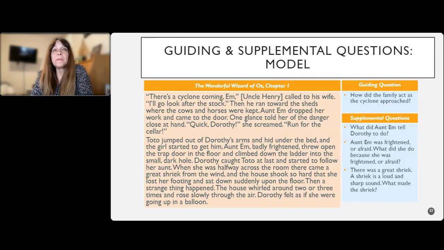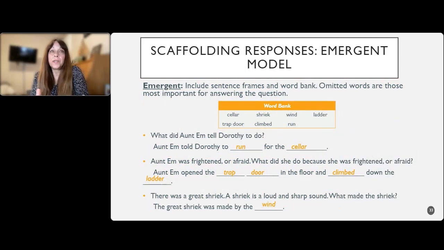Here again, guiding and supplemental questions. How did the family act as a cyclone approached? All right, and you can see, what did Em tell Dorothy to do? And Em was frightened or afraid. What did she do because she was frightened or afraid? There was a great shriek, and a shriek is a loud and sharp sound. What made the shriek? This, I think, is really important for us to know because it really is, again, a way for us to think about our students and what we can do to support them based on their language proficiency.